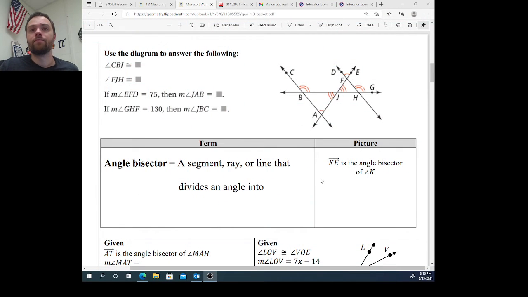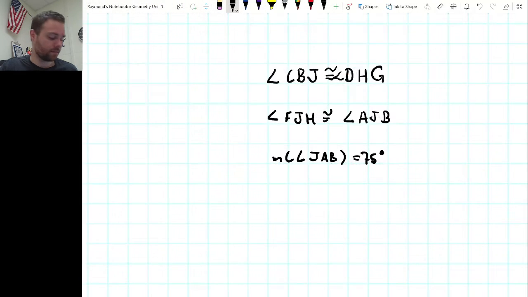Okay. And then we've got the measure of angle GHF is equal to 130. So GHF, that's an obtuse angle. They want to know what JBC is. So this angle here, JBC. And since they are two congruent angles, with these two ticks and these two ticks, this angle is congruent to this one. So I can say that the measure of angle JBC has to be 130. So I'll write that.